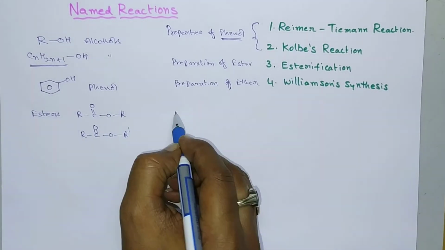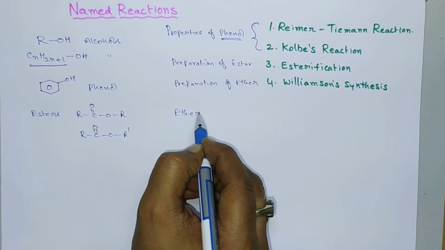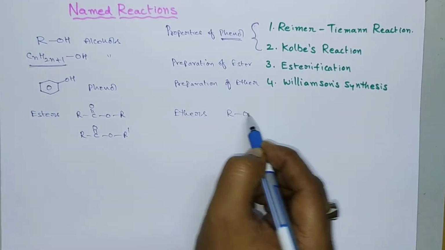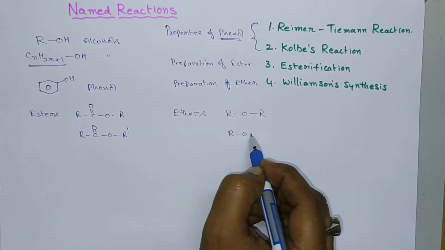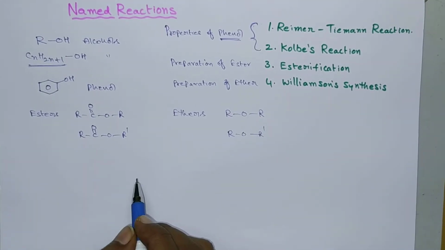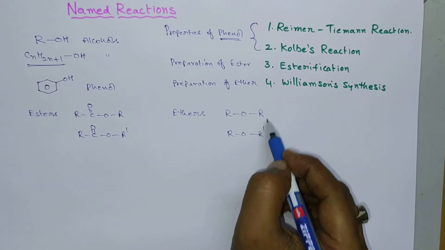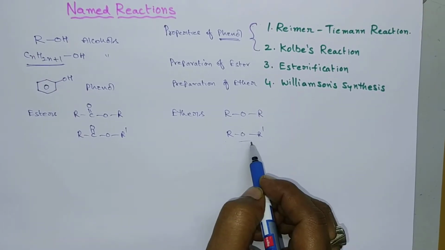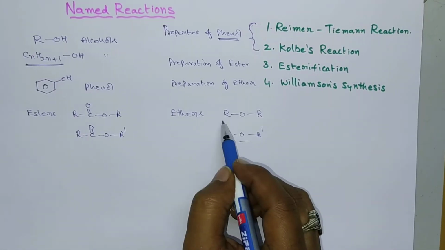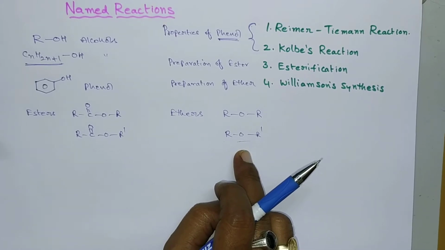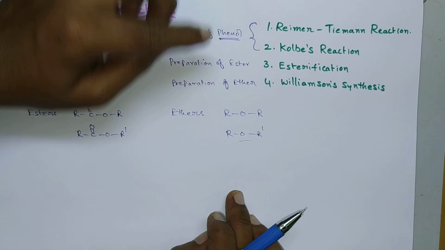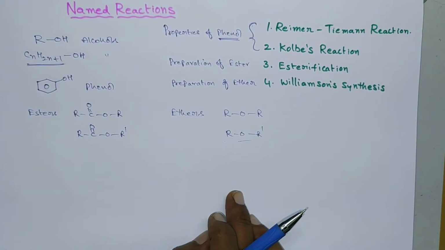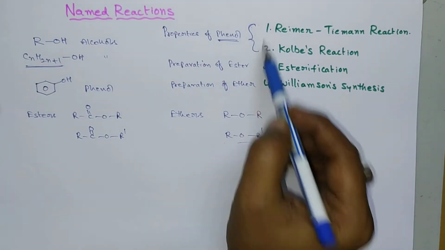And next one, ethers. The general formula of ethers is ROR. Here also we can take different alkyl groups, that is ROR'. These are called simple ethers, and these are called mixed ethers. These are the general formulas of ethers. So in this video we are going to discuss these phenols, esters and ethers. Let us move on to the named reactions one by one.